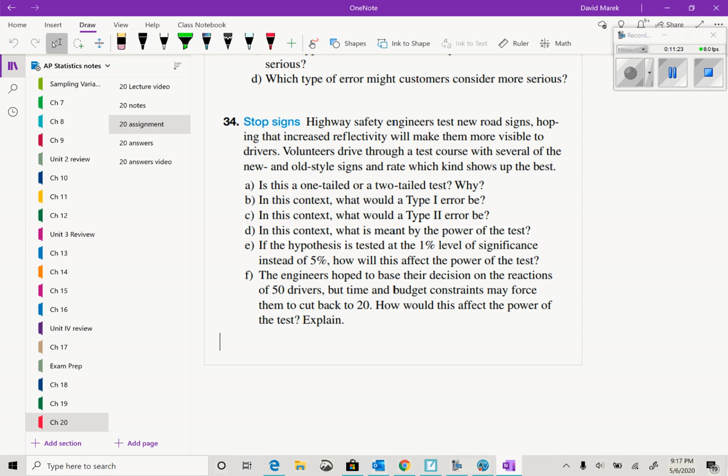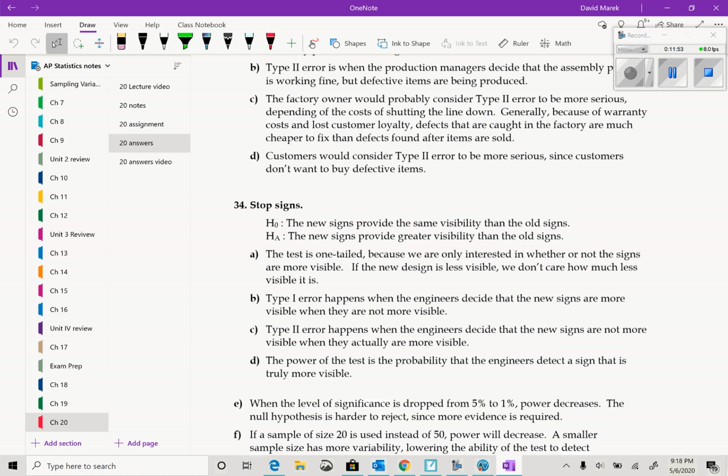What would a type 1 error be? Again, type 1, we reject the null hypothesis when we really shouldn't. So our null hypothesis, the new signs have the same visibility as the old ones, but we reject that in error. That means the new signs aren't any better, but we think they are. Type 1 error happens when the engineers decide the new signs are more visible when they aren't.